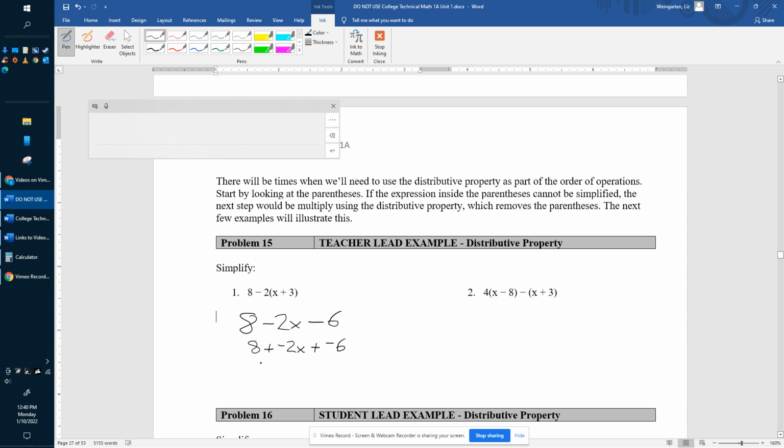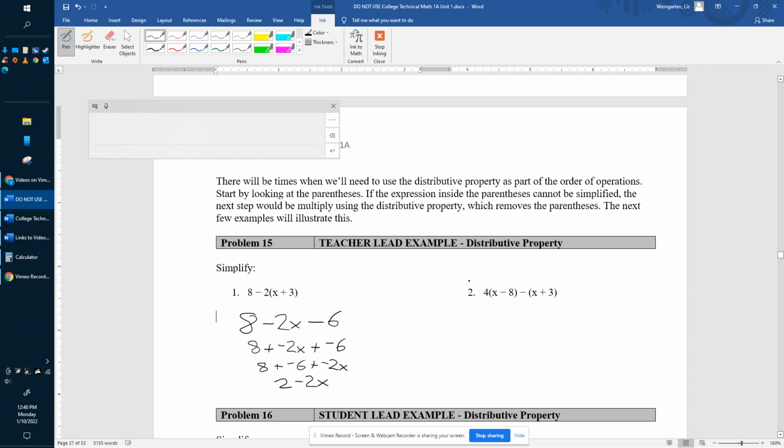Now we can use the commutative property. So I'm going to move this 6 so it's next to the 8. And then simplify. And we're going to end up with 2 minus 2x.